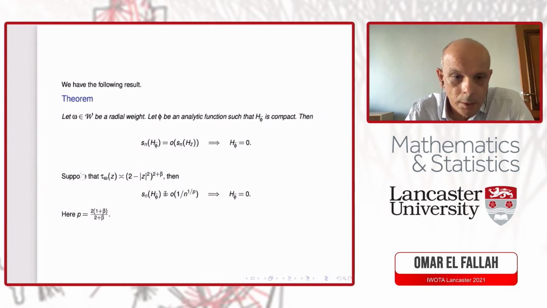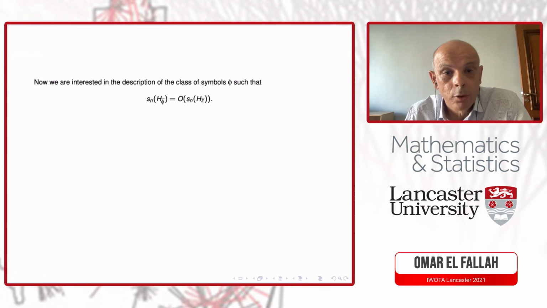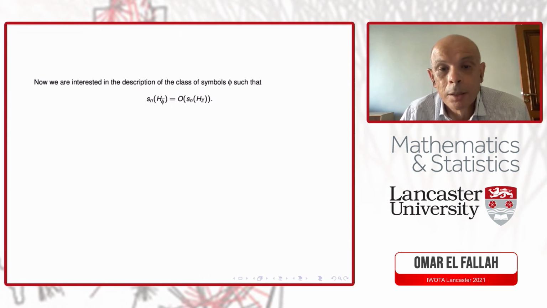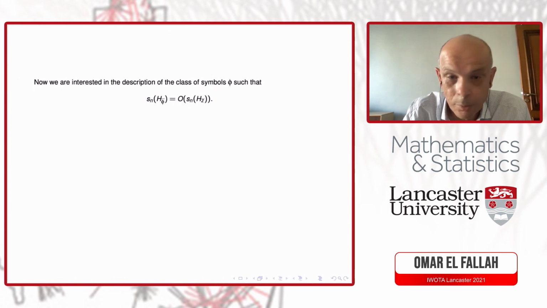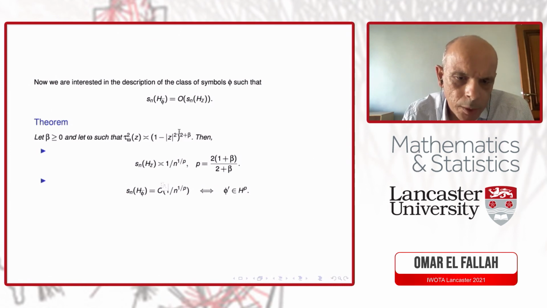Now I will discuss the following problem. What is the class of symbols phi such that the decay of singular values of Sn h phi bar is critical? So we obtain here, I consider just this example. We can consider other examples. It's just for simplicity.